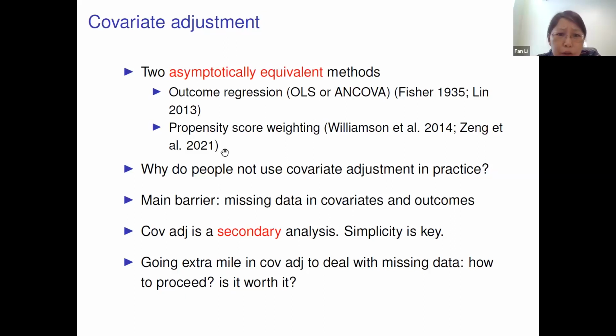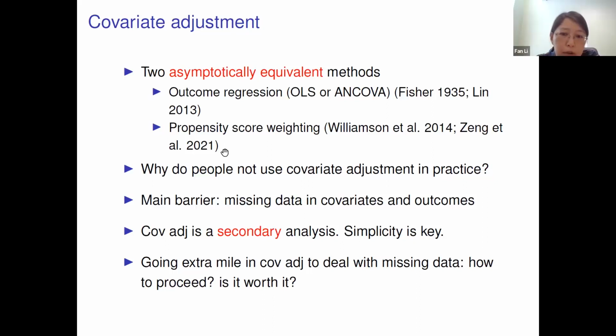But when I first got into this problem, I realized people in practice don't use it that often. I work a lot with medical researchers, and I actually don't see people in medical papers report covariate adjusted results. Then I talked to my collaborators, and they said, look, almost all the trial data we have, no matter how careful we are, always has missing data. They're missing data in covariates and outcome, actually both.